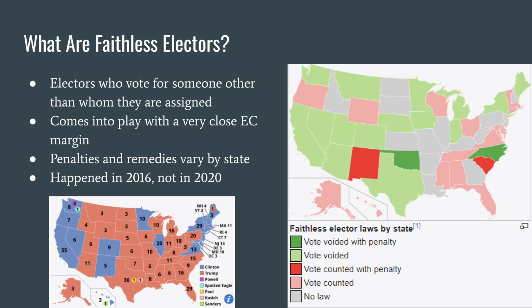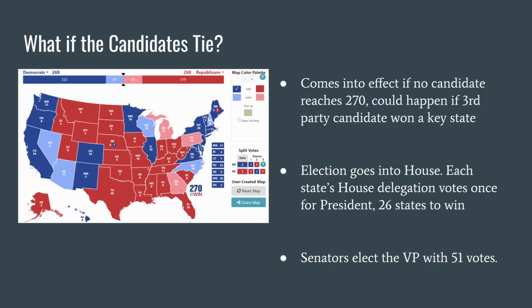Now what happens if the candidates tie? Well, it comes into effect if no candidate reaches 270 electoral votes, and that can happen if a third-party candidate won a key state. Or, in this case, you can see that the math on the map worked out to a 269 to 269 tie. This was part of the strategy for the Trump campaign in the aftermath of the 2020 election. They wanted Mike Pence to throw out the contested slates of states. This would include the swing states so that no candidate would reach 270 electoral votes, and then the following process would happen.